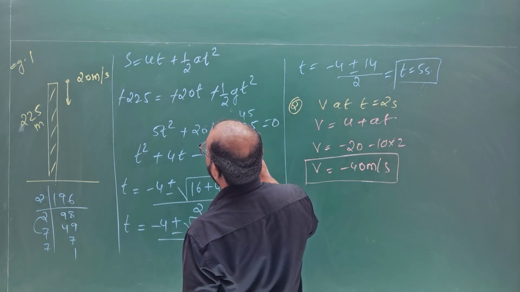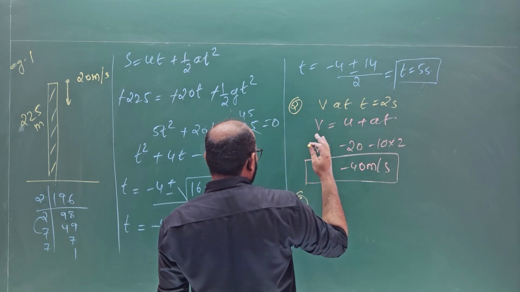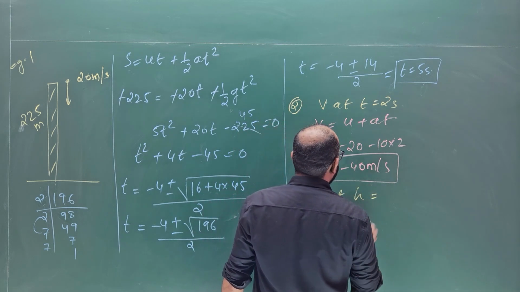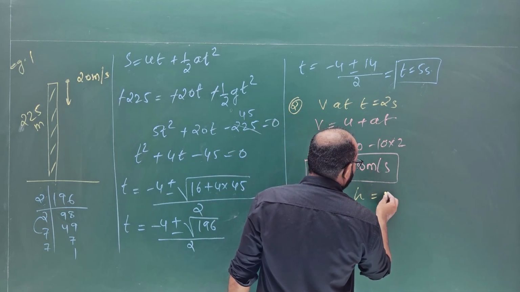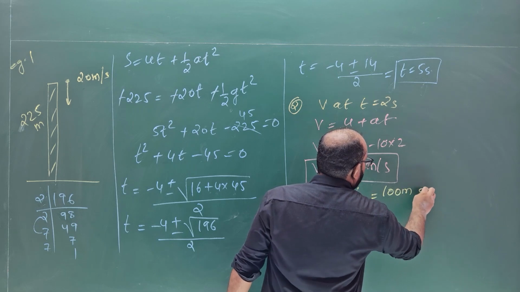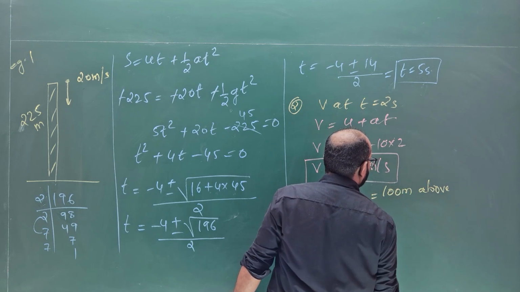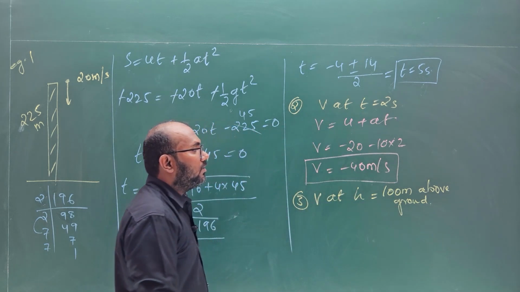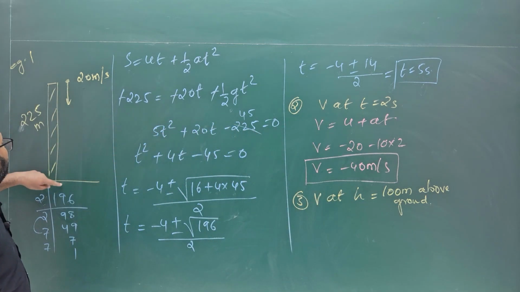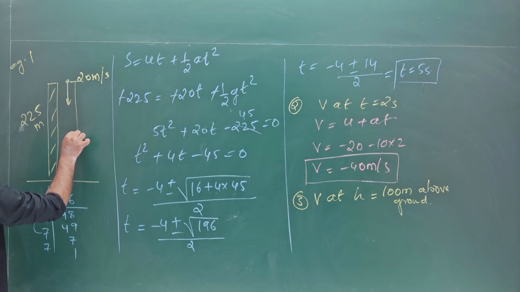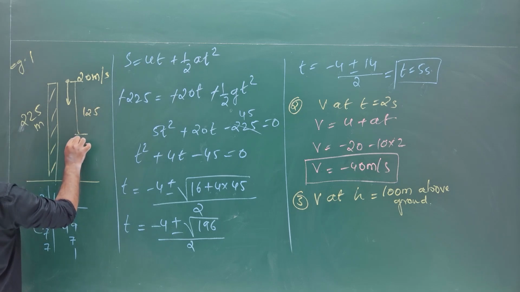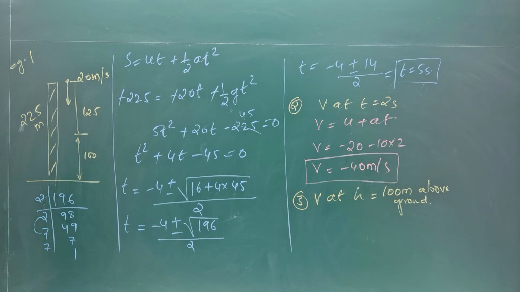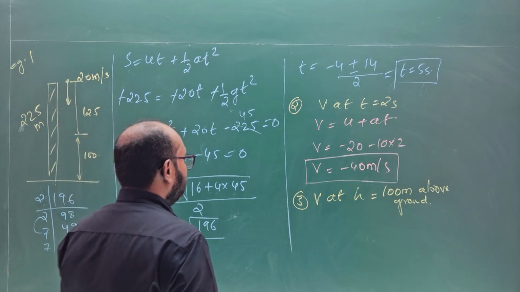Time is done, total time is done. Calculate the velocity at h is equal to 100 meter above ground. Above ground means if the total distance is 225, from here to here you need to take 125 meter, and from here to here 100 meter. Come on, be quick.